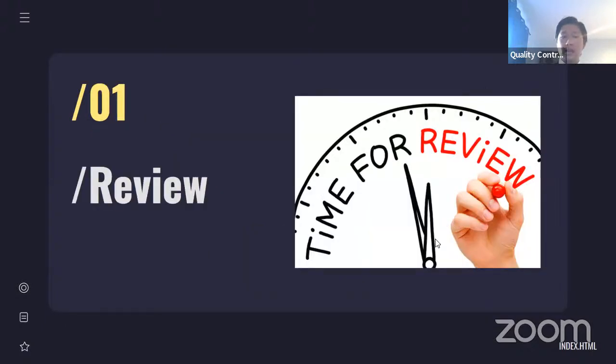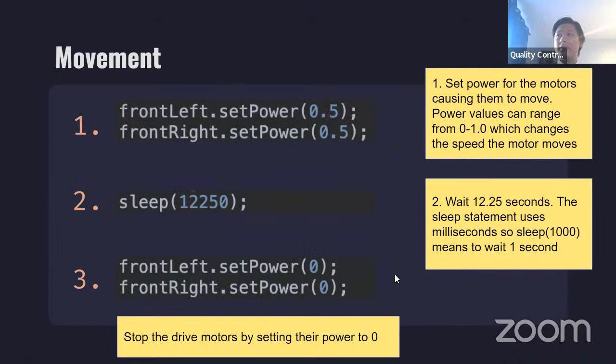So here's some review. For movement, first you have to set the power from 0 to 1. Technically, it can range from -1 to 1, but let's not get too technical here. Then afterwards, you sleep some time in order to allow the motor to run and spin, and this is measured in milliseconds. And then you stop the motors by setting their power to 0, which means no more power is going to the motors anymore. So let's say stop.